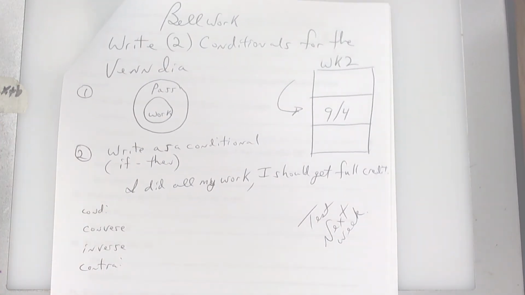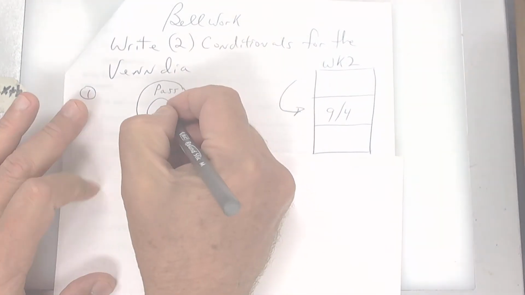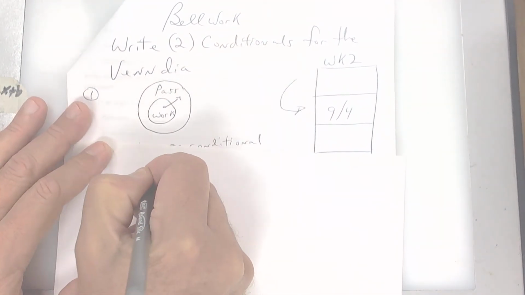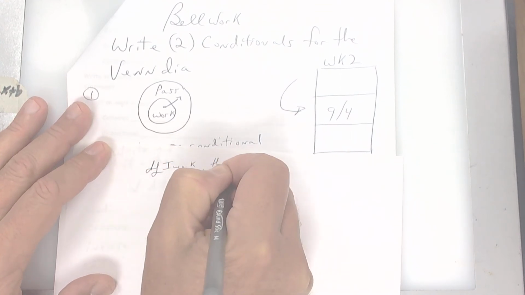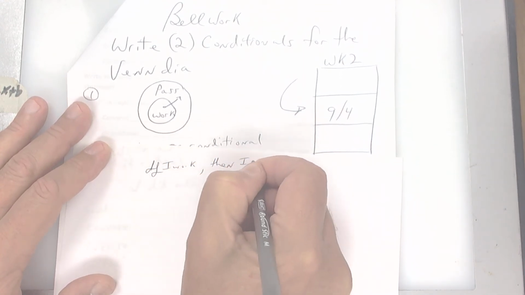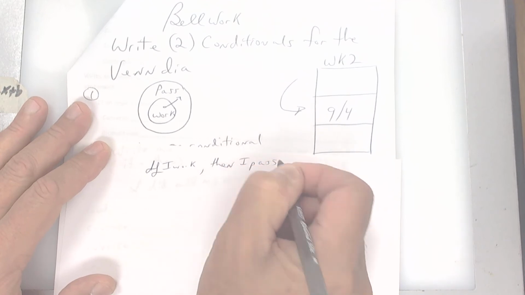Copy down your bell work. It says write 2 conditionals for the Venn diagram. Well, if you go from the inside out, you say if I work, then I pass. Okay, usually that's true.